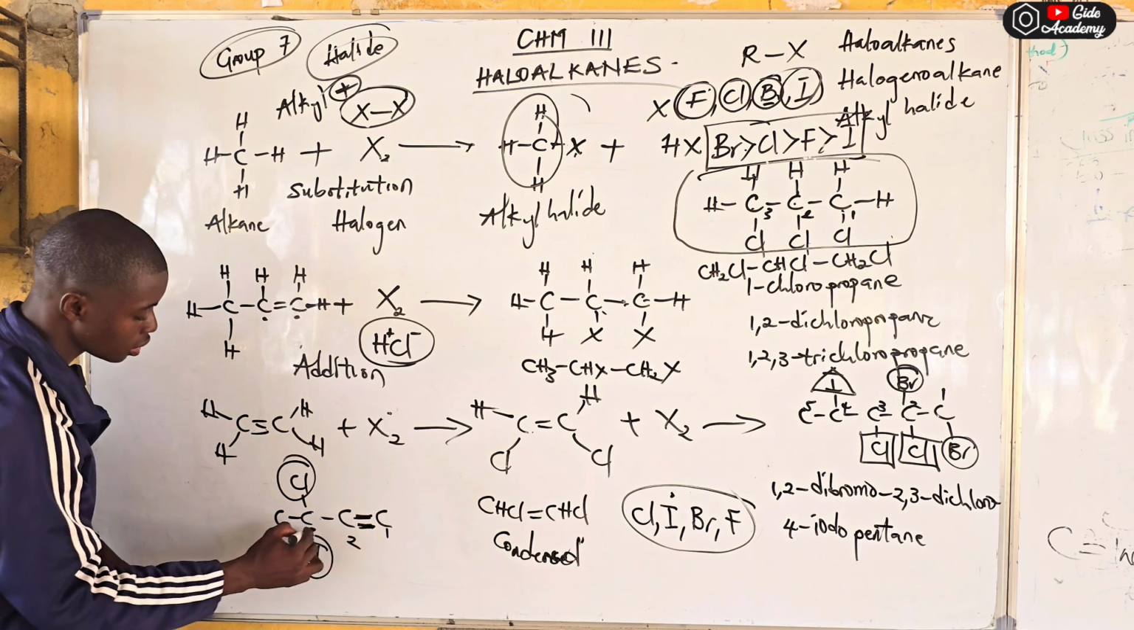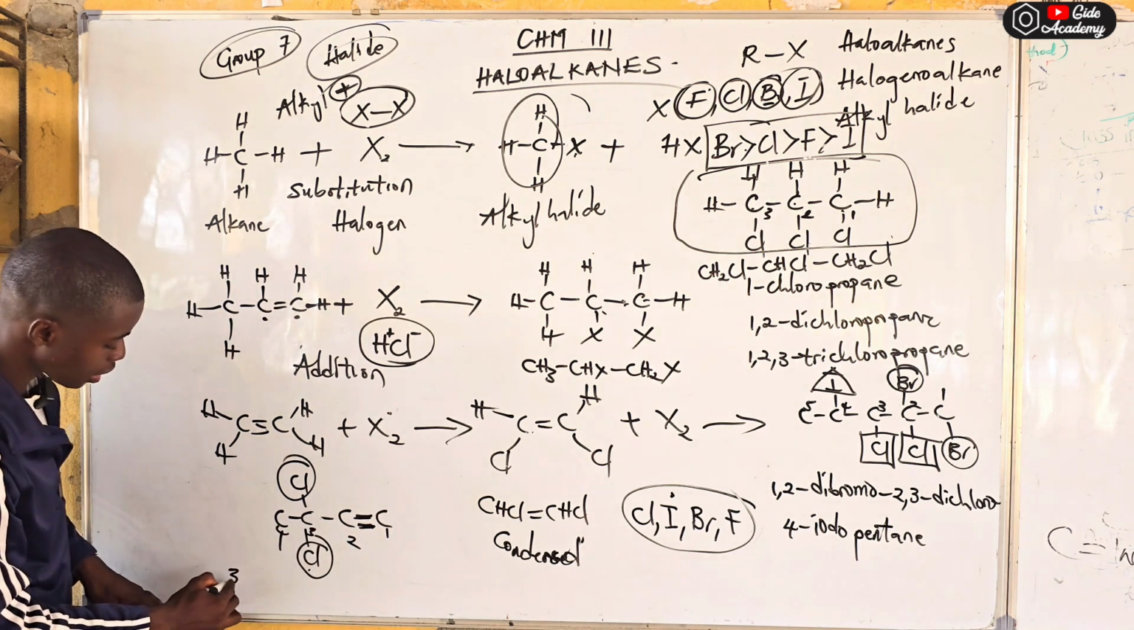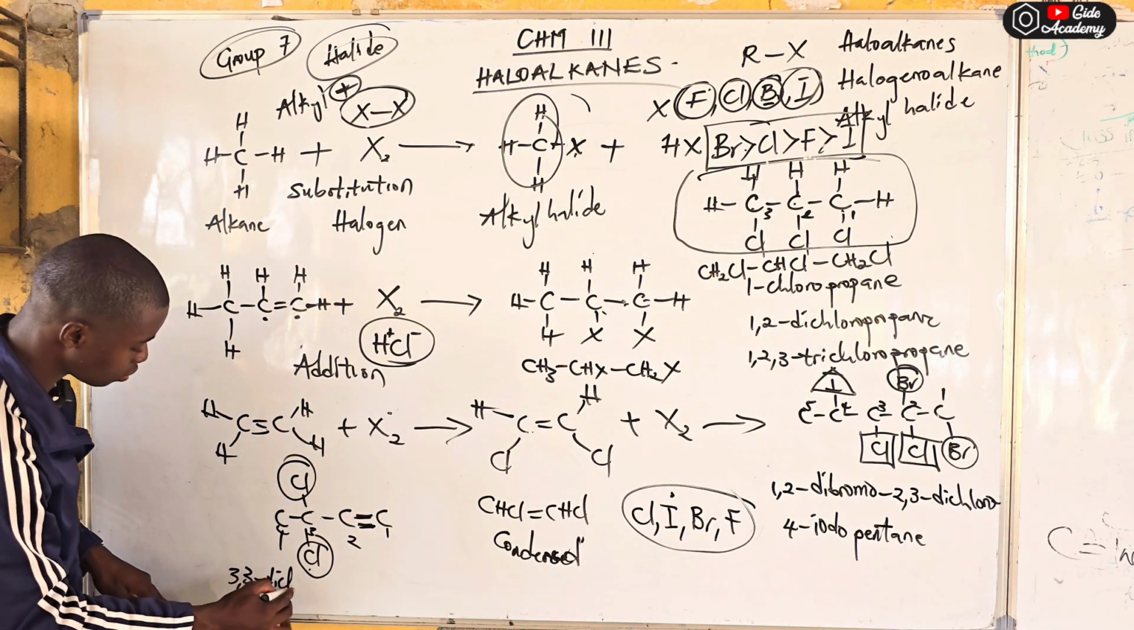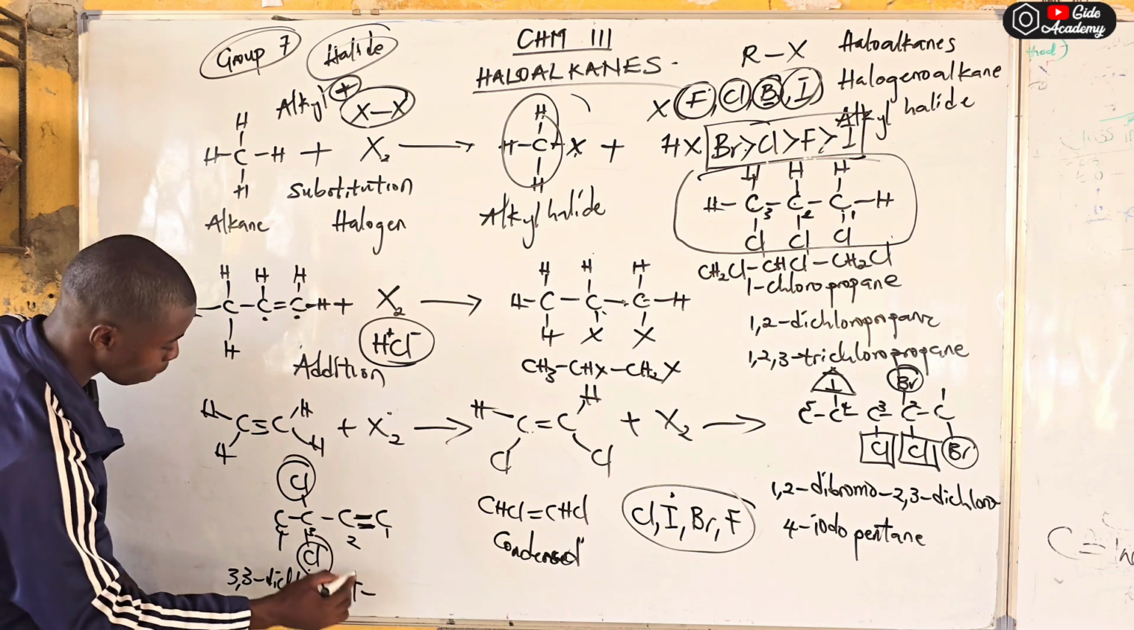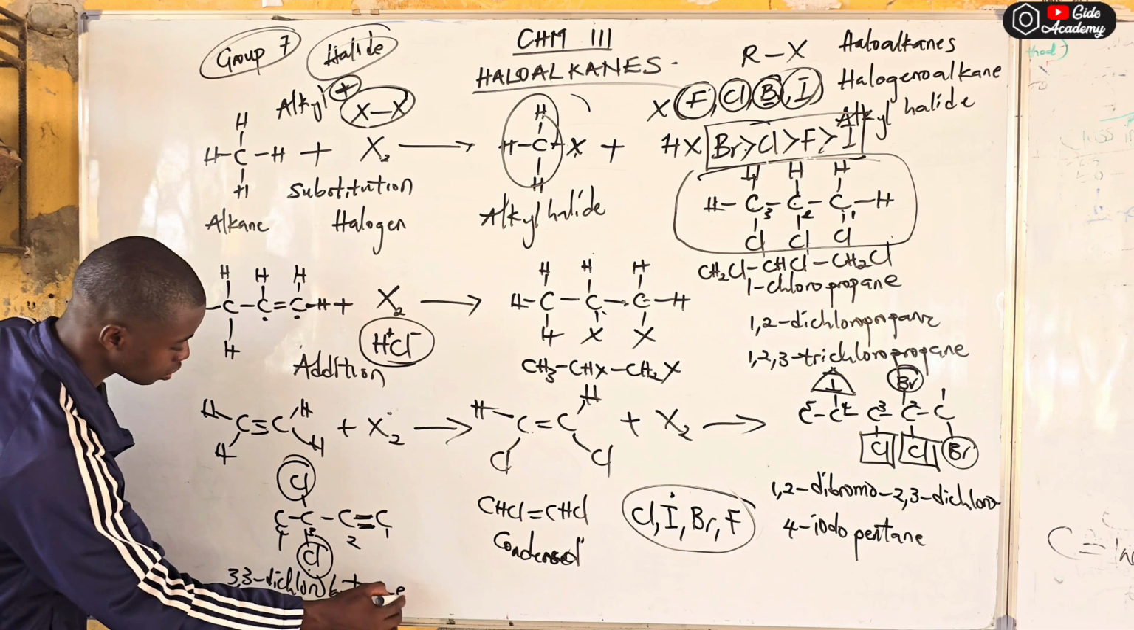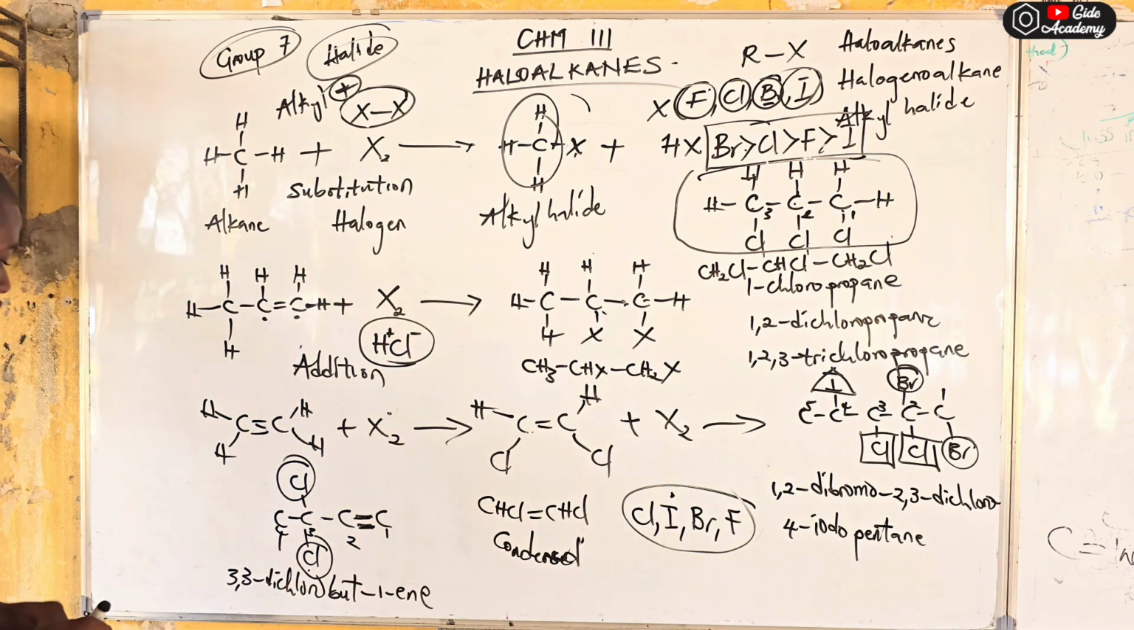1, 2, 3, 4. So the name will be 3,3-dichloro. How many carbon atoms do you have here? It is 4. But the position here is 1. But 1 what? Ene. That will be the name.